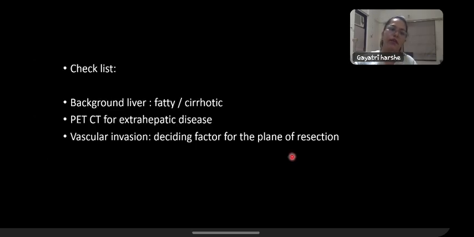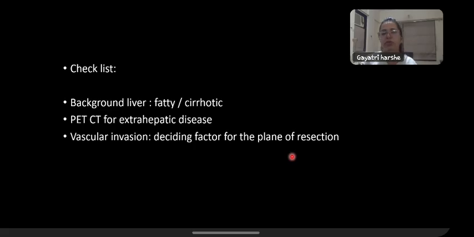So with this, what we need to check for the CT volumetry is how the background liver is, even in the case of donor setting or HPB surgeries. So whether it is fatty, whether it is fibrotic or cirrhotic. Then if it is a case of any tumor, PET-CT for extrahepatic disease, because with extrahepatic disease, we will not go forward with the CT volumetry. Then the vascular invasion, that is a deciding factor for the plane of resection.